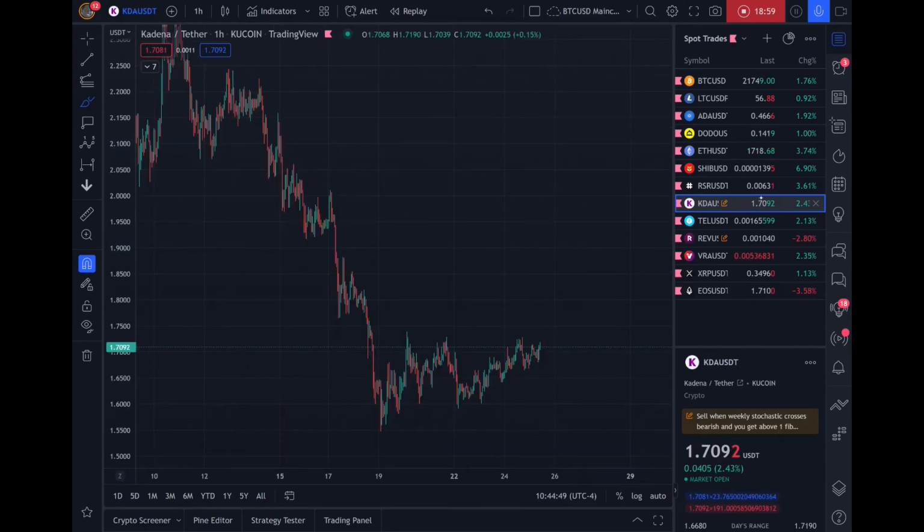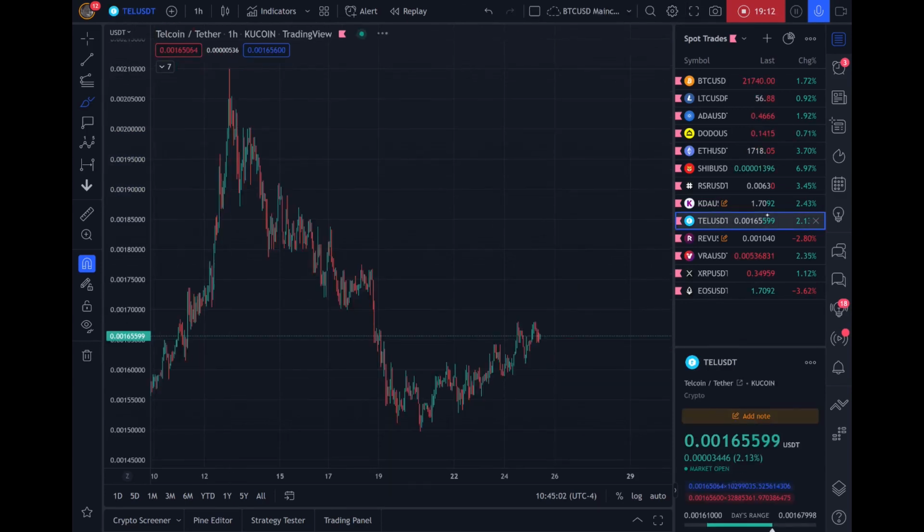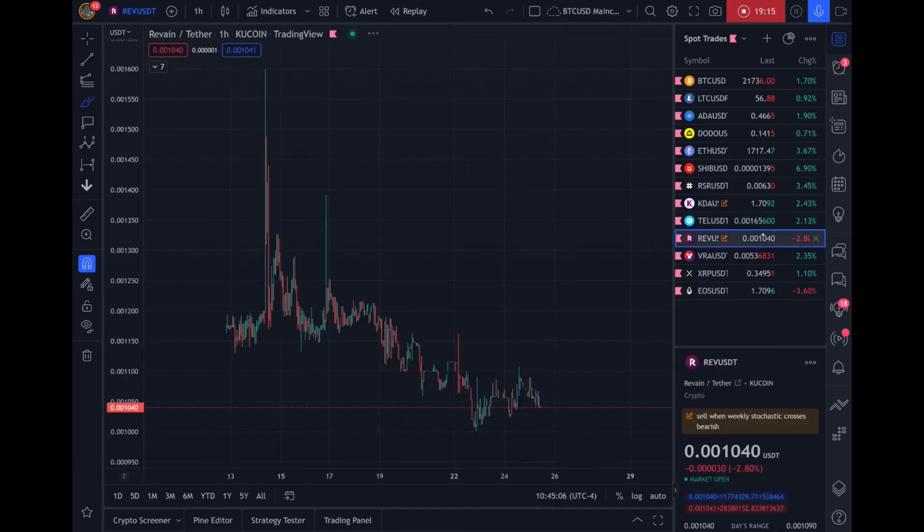Kadena, same thing. You're about to break out. Right here, a little bit of consolidation, a little bit of consolidation. That's what it is. That's the name of the game. Telcoin, about to break out, right on the neckline. Ravencoin, it's a little harder to read, but this is also on the point of breakout.